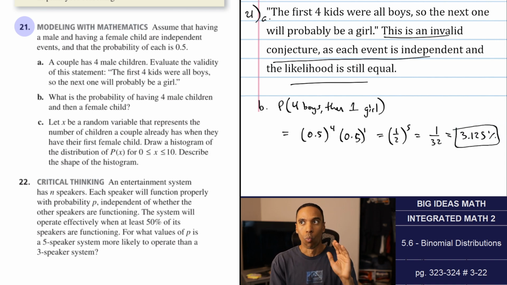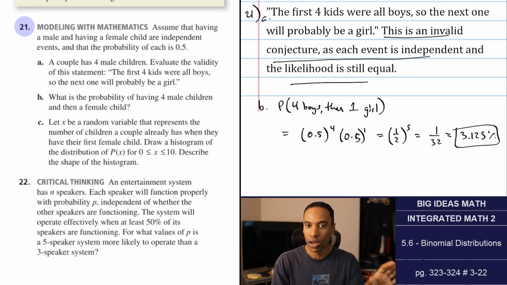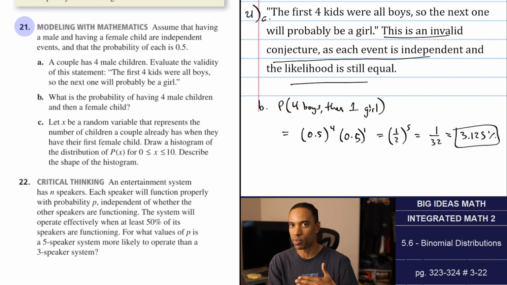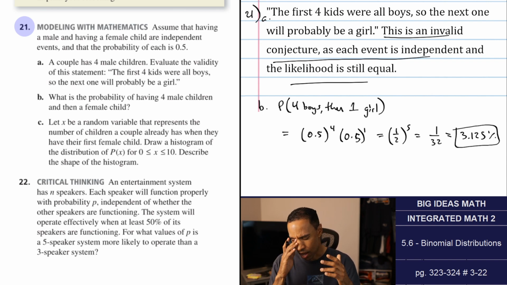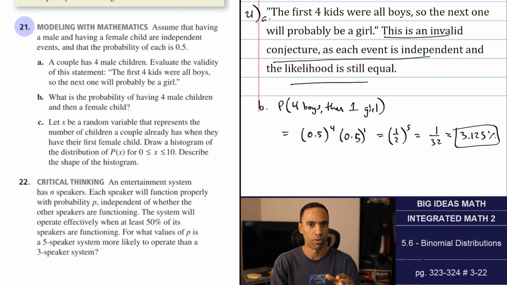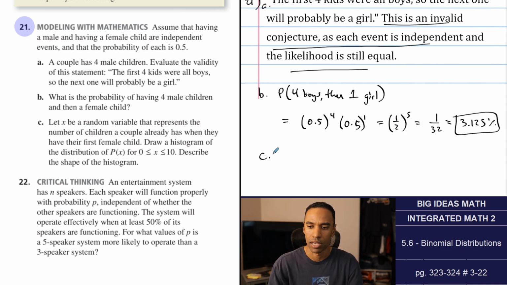Now, having 4 boys and 1 girl as a whole would be higher, because there are different arrangements that you can have of that. I think it would be that times 5. I think it would be close to 15 or 16%. But just this right here, 4 boys and then 1 girl, pretty low. I actually expected it to be lower, but pretty low as a whole.